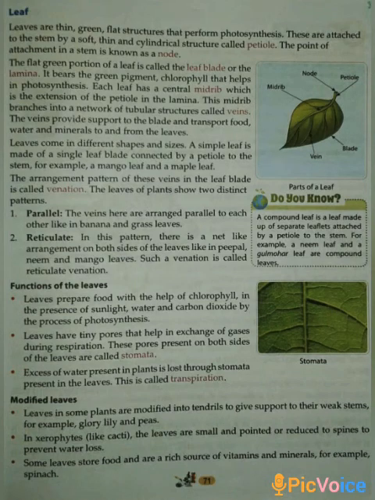Then modified leaves. Leaves in some plants are modified into tendrils to give support to their weak stems, for example, glory lily and peas. In xerophytes, meaning desert plants like cacti, the leaves are small and pointed or reduced to spines to prevent water loss. Some leaves store food and are a rich source of vitamins and minerals.